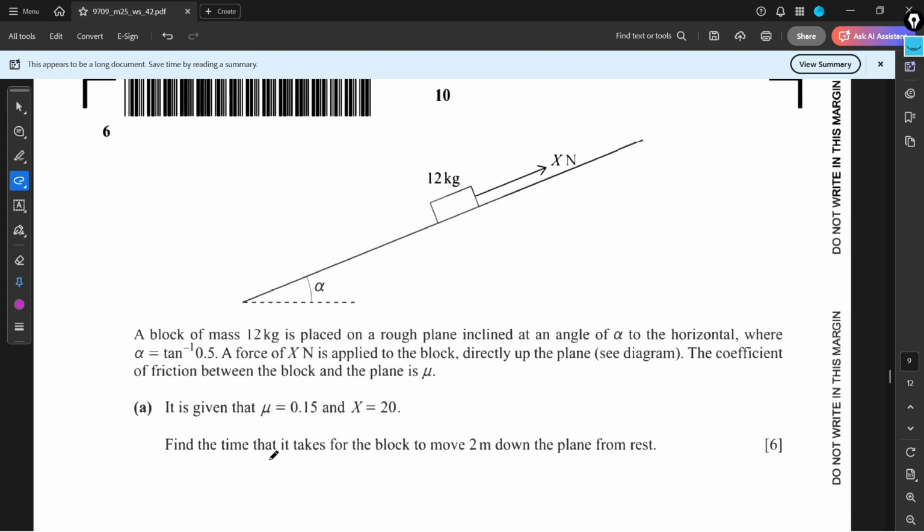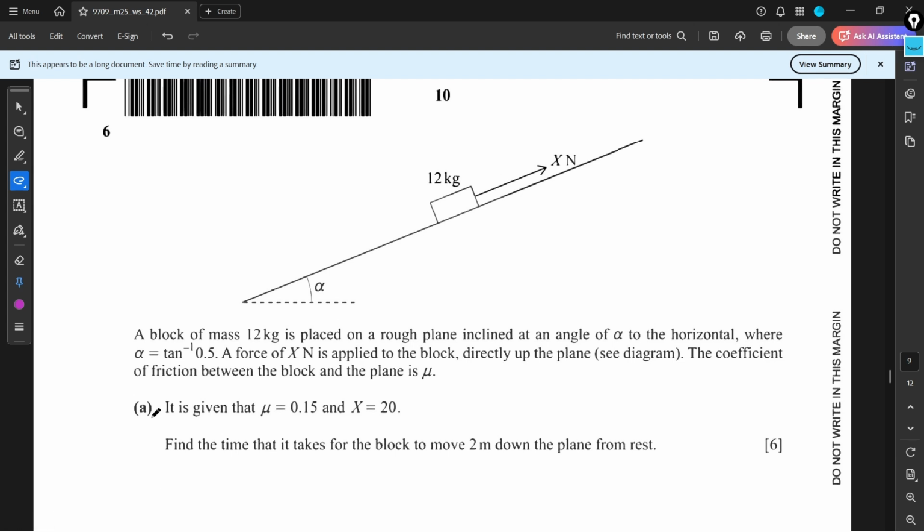We have to find the time that it's going to take for the block to move 2 meters down the plane from rest. So initially the block is at rest, and because there is also the force of gravity which is going to pull it downwards, the value of X is not enough to pull the block upwards, and that is why the block is going to move in the downward direction. And what is the time it's going to take for the block to move 2 meters down the plane? That is what is asked in the first part.